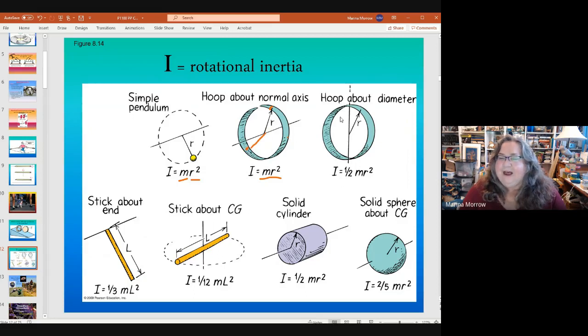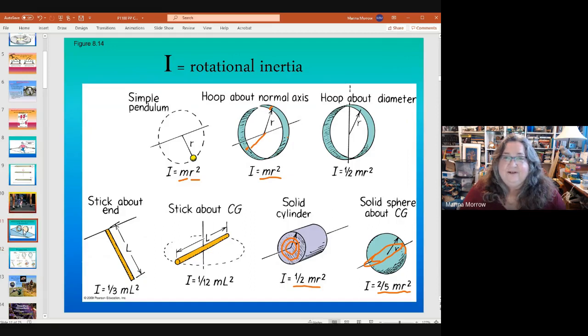However, if you have a solid cylinder, some of the mass is closer to the center, right? And so that makes it easier for it to rotate. So altogether, its rotational inertia is only 1/2 mr squared. When you have a sphere, because it projects outward on the sides, that puts even more mass close to the center. And so it's down to 2/5 mr squared. So the easiest one to rotate would be the sphere. Harder to rotate would be an open hoop. And a cylinder is somewhere in between.